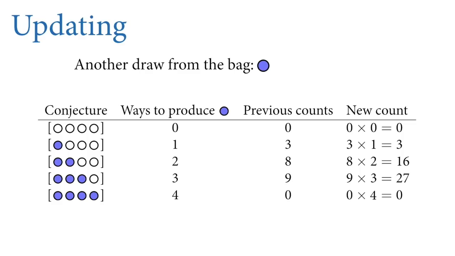So we multiply. Obviously 0 times 0 is still 0. 3 times 1 is 3, 8 times 2 is 16, 9 times 3 is 27, and 0 times 4 is 0. So now our counts are 3, 16, and 27. The 3 blue marbles is looking more and more plausible here, more and more likely, but again, it's the relative values here, the relative numbers of ways that matter, not their absolute counts.